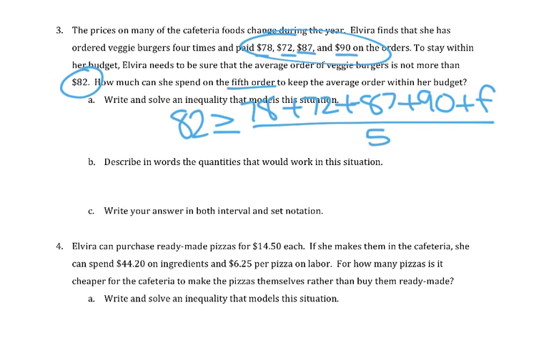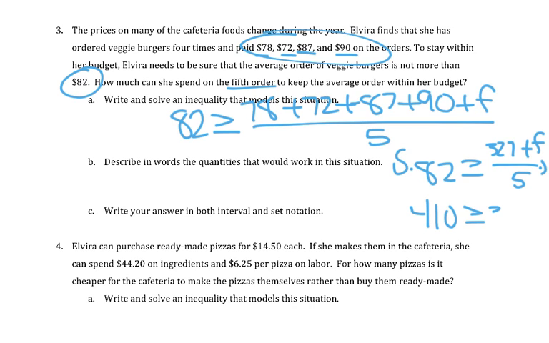Now we can probably simplify this a bit, right? We know that 78 plus 72 plus 87 plus 90 equals 327. So I'd probably want to write 82 is greater than or equal to (327 plus F) over 5. So there's our inequality. To solve, we multiply both sides by 5. So 82 times 5 is 410, greater than or equal to 327 plus F.